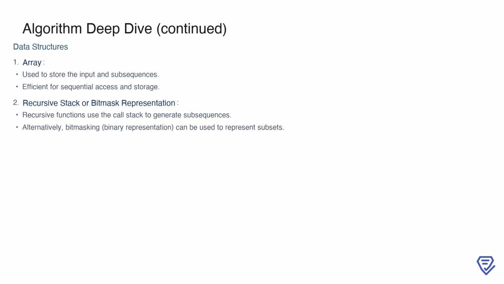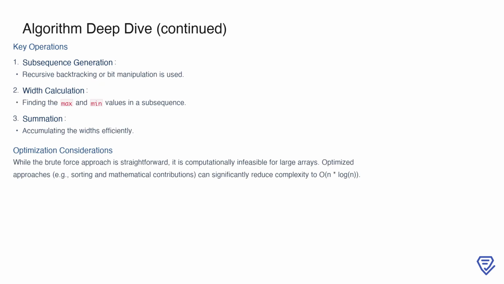The brute force solution revolves around three key operations. First is the generation of subsequences, which can be done using recursive backtracking or bit manipulation. Second is the width calculation, where we identify the maximum and minimum values in each subsequence. Finally, we sum up these widths to get the total result. While this approach is conceptually simple, it is computationally infeasible for large arrays due to its exponential complexity.